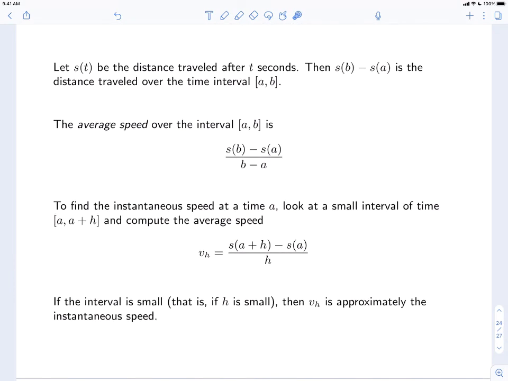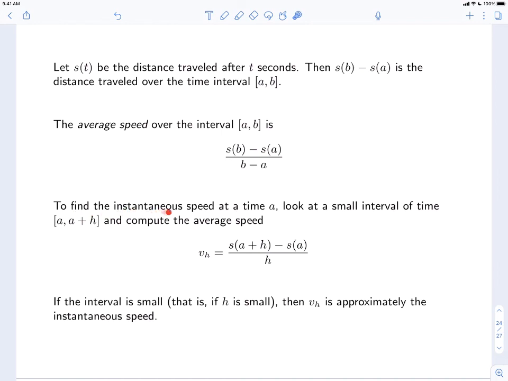Let's define a distance function. Let s at t be the distance traveled after t seconds. Then s at b minus s at a is the distance traveled over a time interval from a to b. The average speed over this interval of time from a to b is given by this ratio, s at b minus s at a divided by b minus a. This is the distance traveled divided by the amount of time you've been traveling.